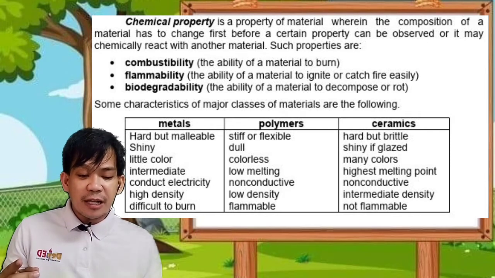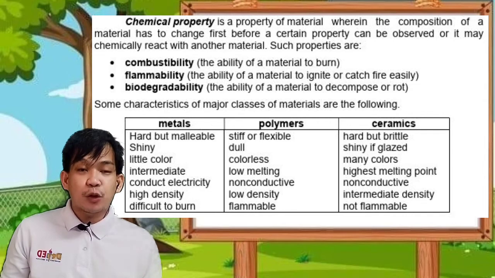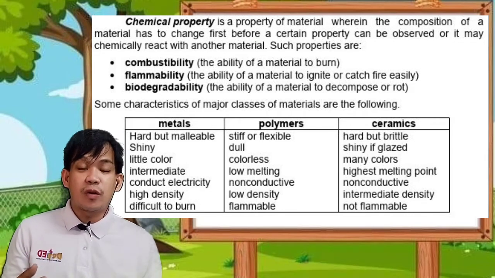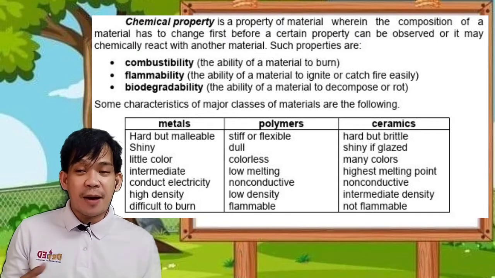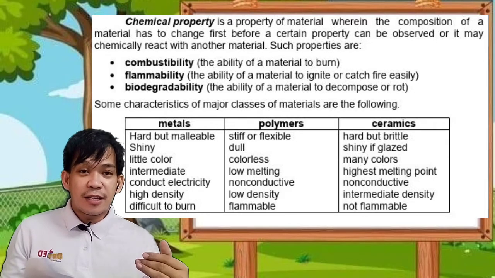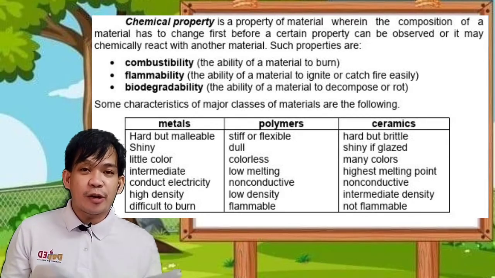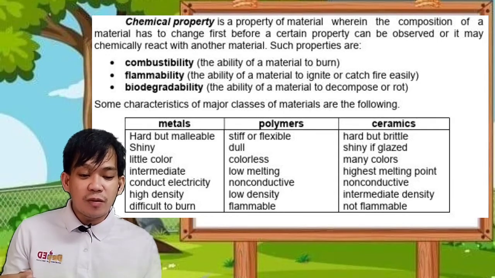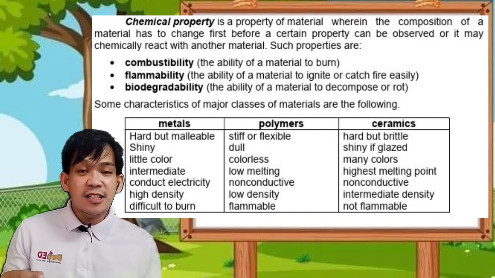Example ng mga chemical properties ay combustibility. It means to say, the ability of a material to burn. So, ang kakayahan ng bagay na masunog. So, mahalaga din dito, diba? Kasi kapag tayo ay kailangang sunugin or i-burn, kailangan natin ng isang material. So, kapag ang material ay mabilis masunog, then it is said to be has the chemical property of combustibility.